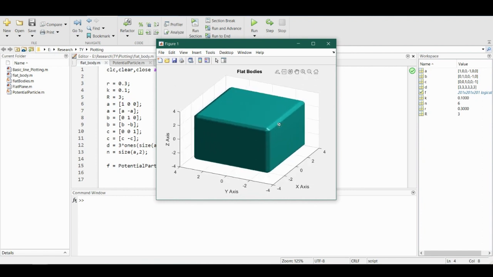So this will be it for this video. In the next video, we'll be seeing the actual application of this potential particle on the 3D soil grain. Okay, stay tuned.